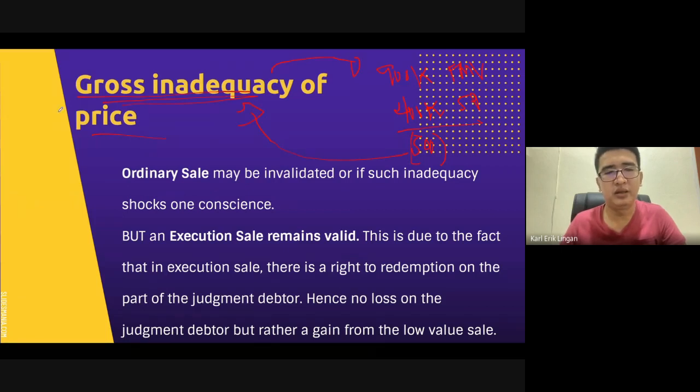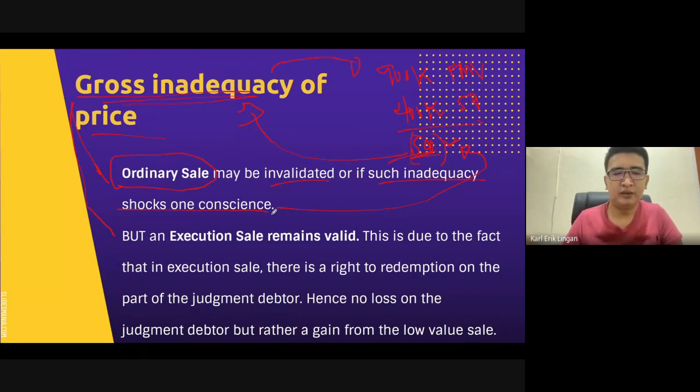But under this rule, okay, under the gross inadequacy of price, there are two instances. First is the ordinary sale, and the second then is execution sale. Ordinary sale mga tayo. Ito yung normal na sale transaction. May bumili, may nagbenta. Yun yung ordinary sale. It may be invalidated kung ganyan, gross inadequate, or if such inadequacy shocks one's conscience. Why? Because mas malaki pa yung namura ng buyer kaysa dun sa nawala ng seller. Kaya, ang pwedeng mangyari kasi dyan, guys, bakit pwede siyang invalidate? Baka kasi pinilit. Balik ka sa vitiated consent. Baka pinilit na ibenta. Baka niloko. Diba? Ang sinabi ganito, pero ganito lang nakalagay sa kontrata. Baka niloko. Kaya pwede siyang ma-invalidate.